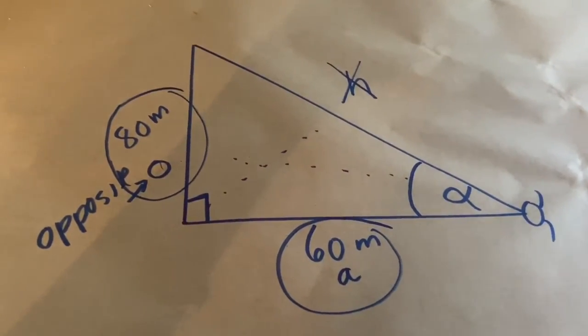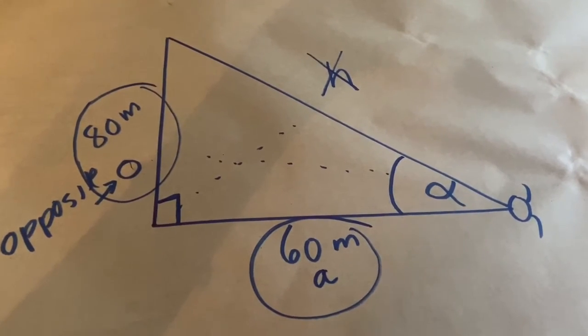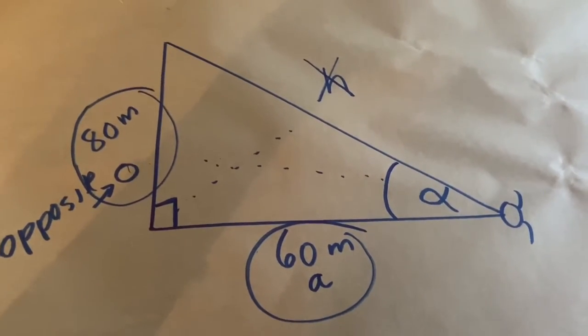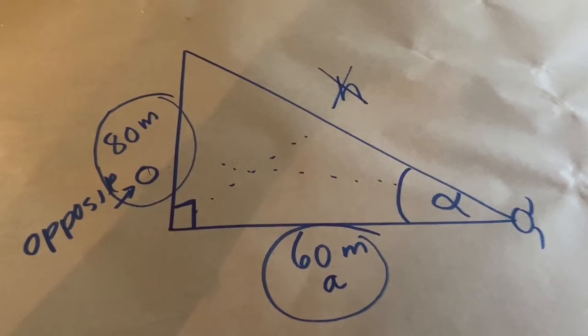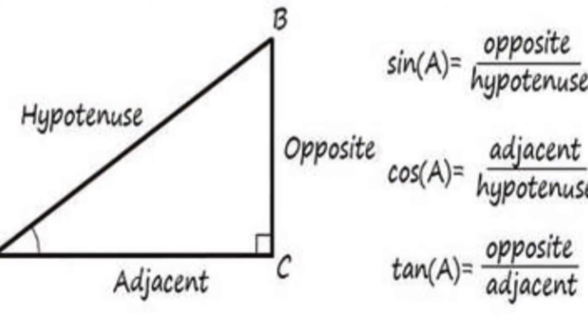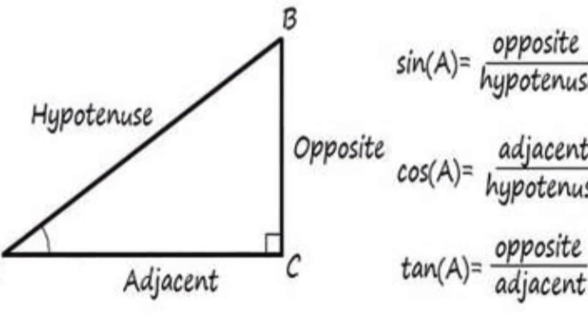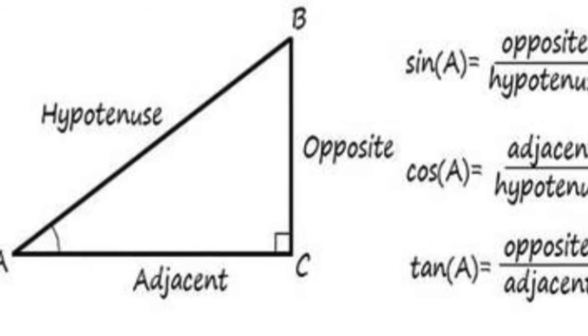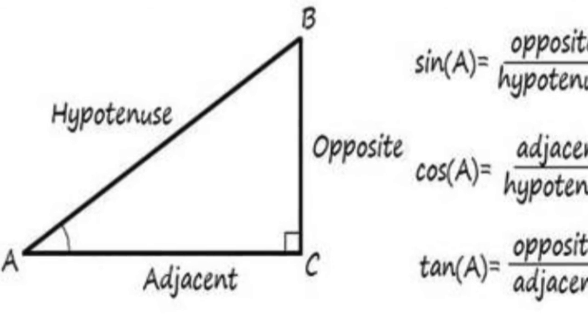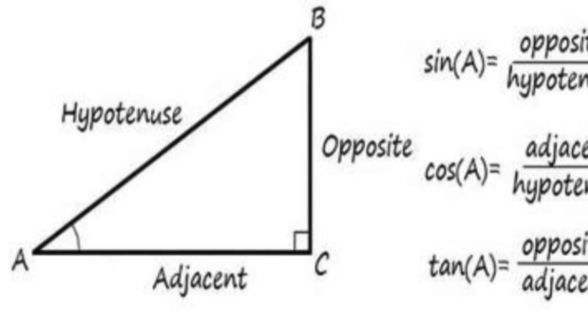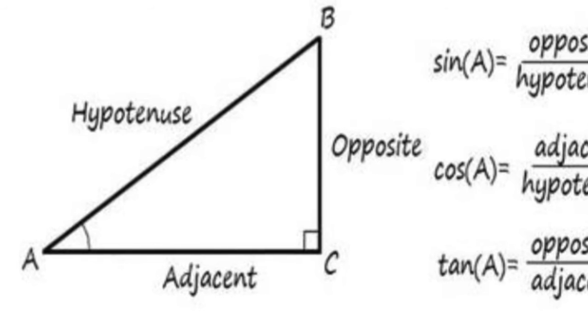So let's go and look at our rules again. Let's look at the sine, cosine, and tan and figure out which one of those rules I want to use for this question. Okay, this is another example of a question where we have O and A. And anytime you have opposite and adjacent, you want to use that tan fraction. So let's do that right now.